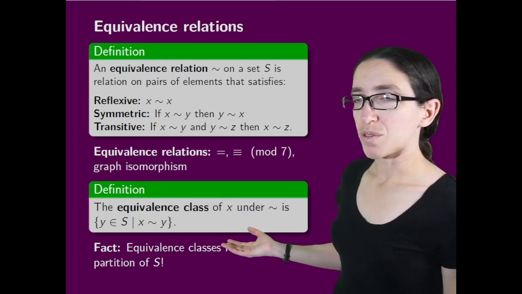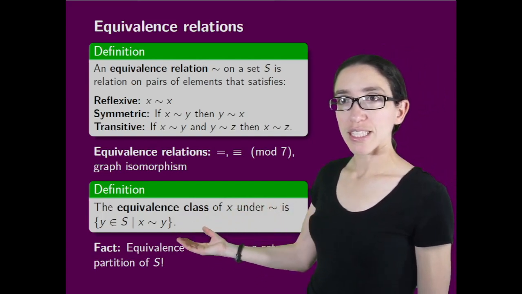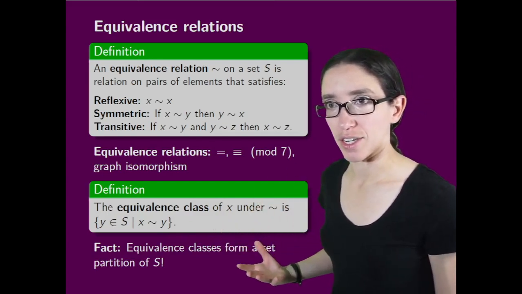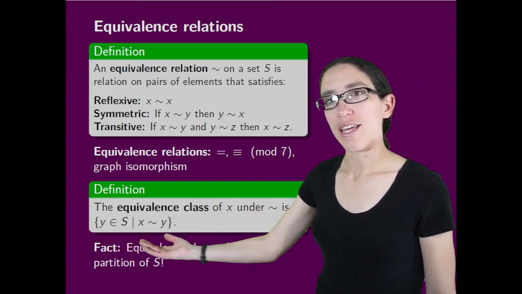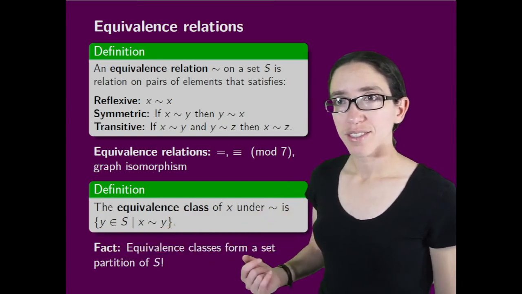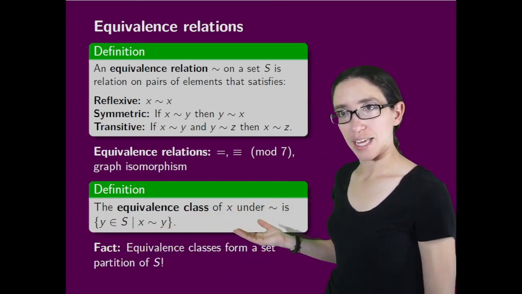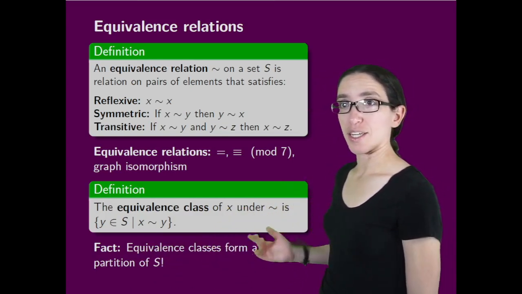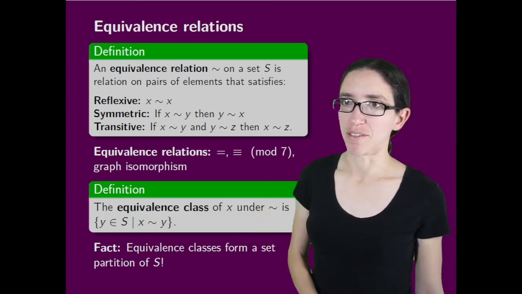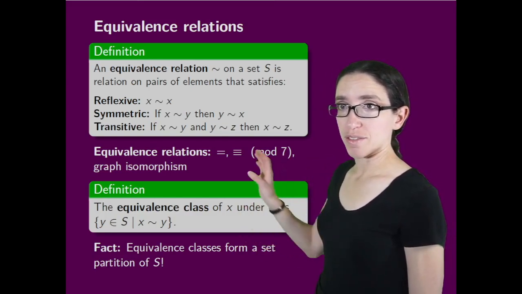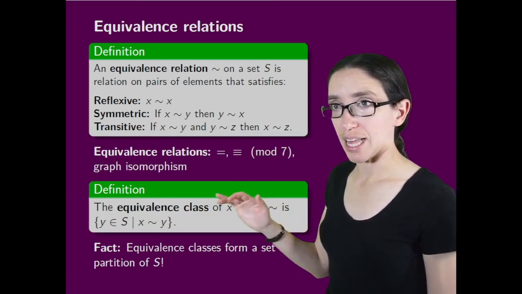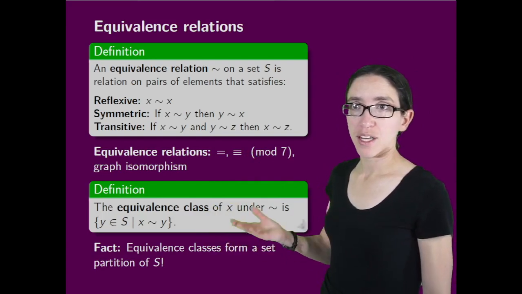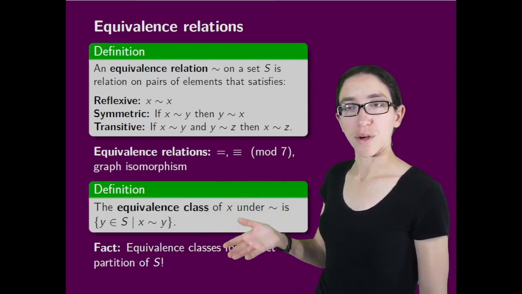So once you have an equivalence relation, it's nice to define equivalence classes. The equivalence class of an element x of a set that you have an equivalence relation on is the set of all y in that set that are equivalent to x. So the equivalence class of an element x is the set of all things that are equivalent to it. And the fact that we need is that equivalence classes always form a set partition of S. We saw this with mod: mod is an equivalence relation, and the equivalence classes for, say, mod 2 were the evens and the odds. The equivalence classes mod 3 were 0 mod 3, 1 mod 3, and 2 mod 3.